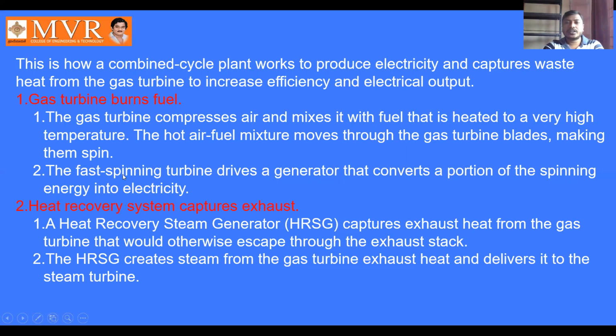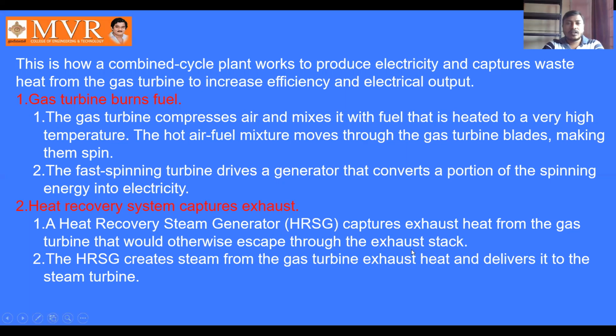The fast spinning turbine drives a generator that converts a portion of the spinning energy into electricity. See here how we are going to convert this energy into electricity. A heat recovery system captures exhaust steam from the gas turbine that would otherwise escape the exhaust stack.